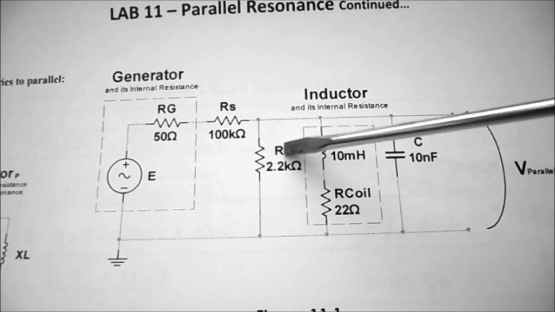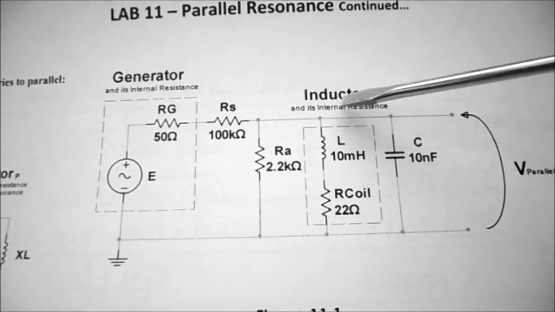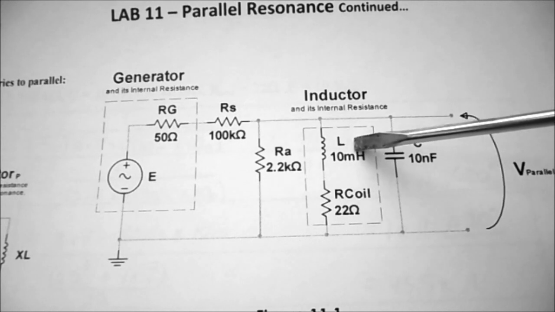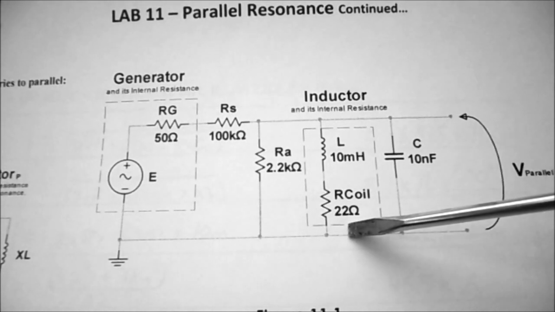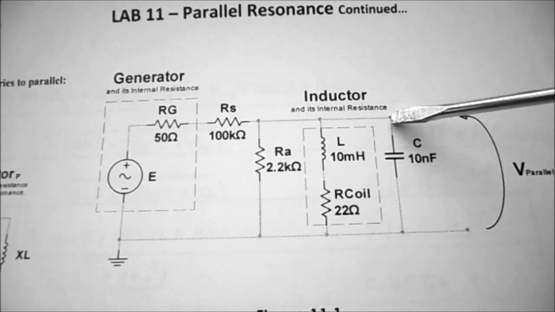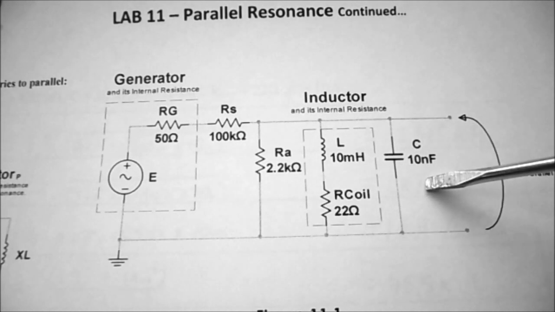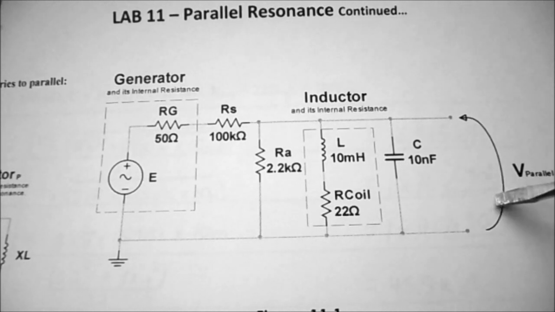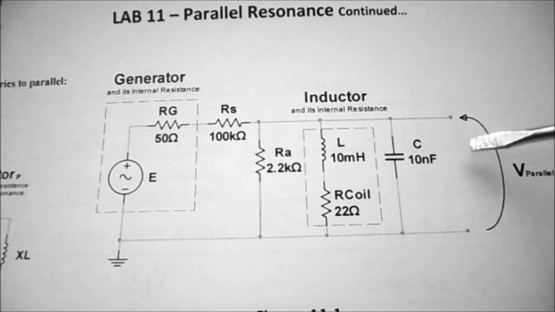So we have RA, which is 2.2K. We have our inductor and its internal resistance. We have a 10 millihenry inductor, and our coil resistance in the past has been around 22 ohms. And that's in parallel with C, which is a 10 nanofarad capacitor. And then we're going to take our V parallel, or our output voltage, across the entire parallel circuit.